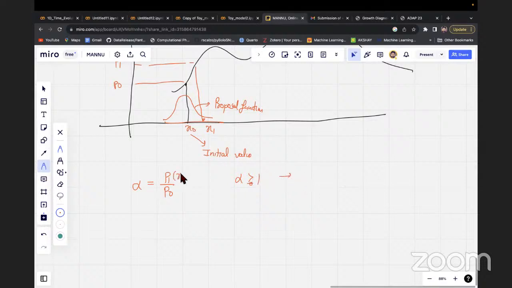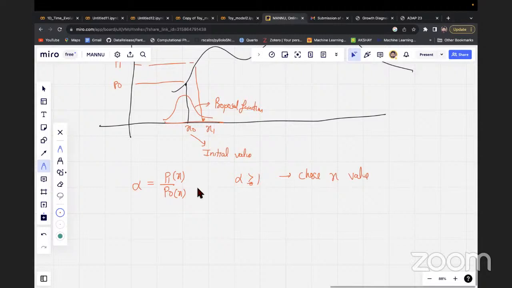Because those are functions of x. Both of these are functions of x. So I'll choose the x value. Now if I am choosing the x value, I'll put the proposal function on this given x value and draw a new Gaussian, and choose the next point.